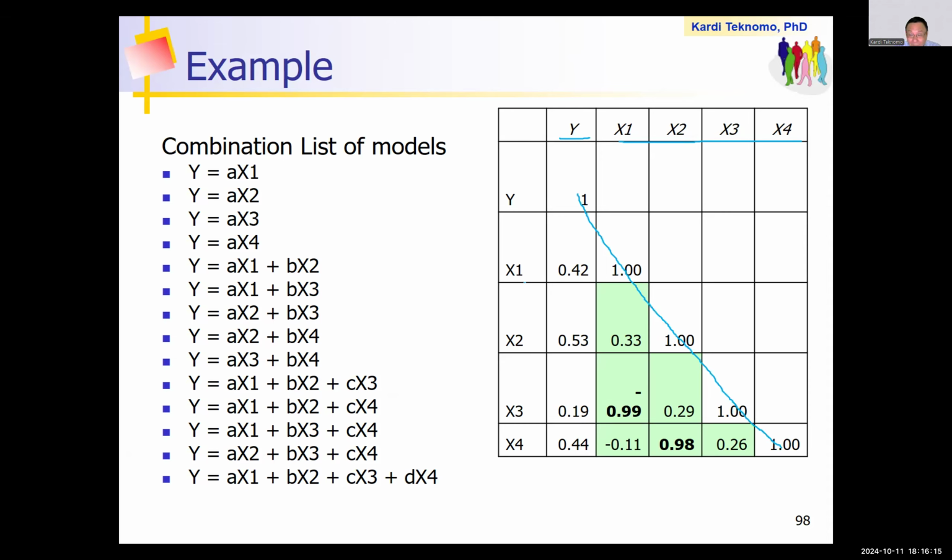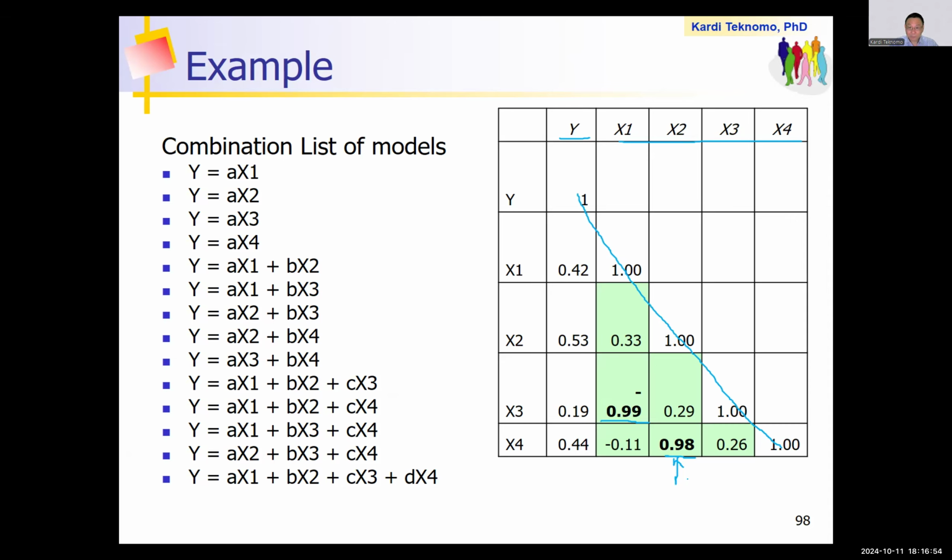Because the correlation matrix is symmetric, I don't need to put the upper part because it is exactly the same as the lower triangular. So look at this. Which ones have high correlation? Between x1 and x3, they have a very high correlation. That means x1 should not be together with x3. The same thing here: x2 and x4 also have a high correlation. That means x2 and x4 should not be together.